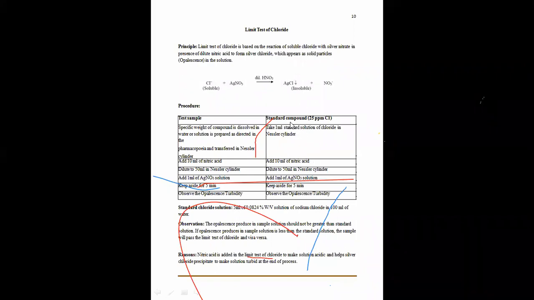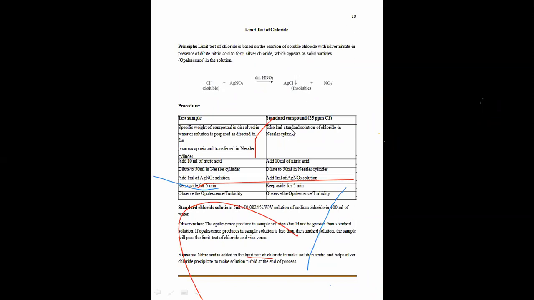Now what is the meaning of the word standard solution? In this standard solution, we are going to add a known amount of chloride as an impurity. See, we know chloride ion is an unavoidable impurity. It is present in the pharmaceutical preparation. It is present in water. It is present in the solution.